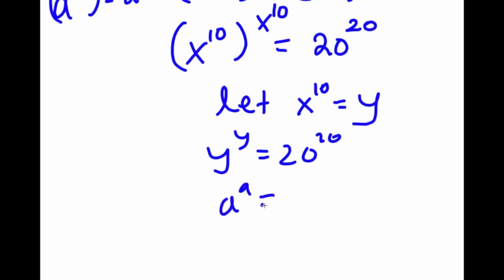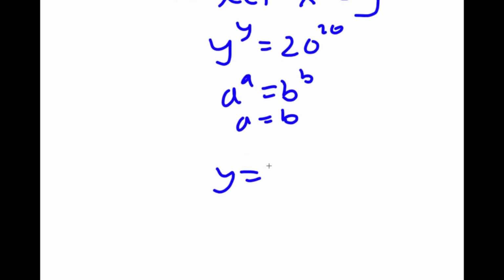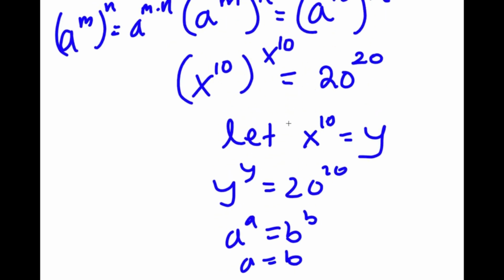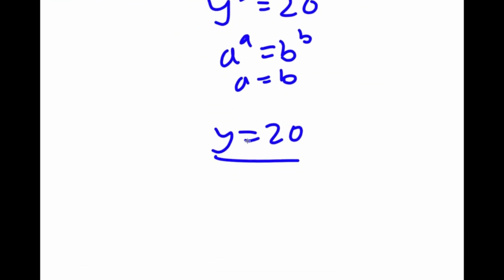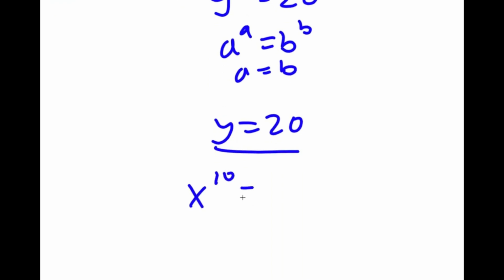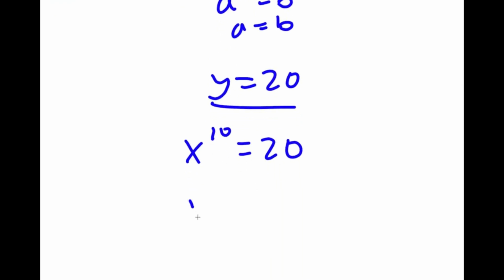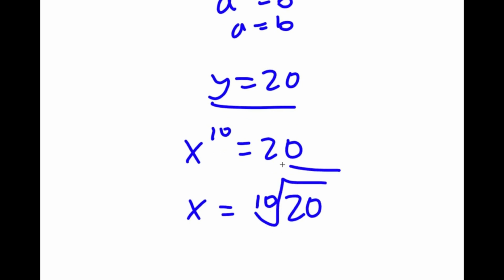And a to the power of a equals b to the power of b. This means that a equals b. So y is equal to 20. Now remember how we let x to the power of 10 equal to y, meaning x to the power of 10 is equal to 20, and x is equal to the 10th root of 20.